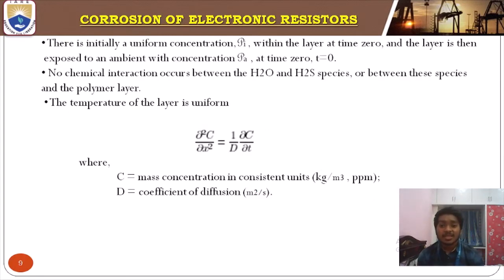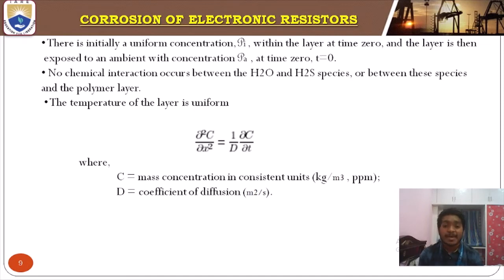There is initially a uniform concentration rho within the layer at time t equal to 0, and the layer is then exposed to ambient concentration rho at time t equal to 0. No chemical interaction occurs between H2O and H2S species, or between the species and the polymer layer. The temperature of the layer is uniform.